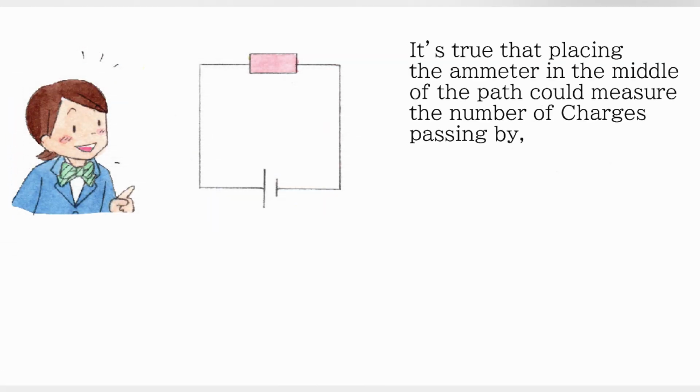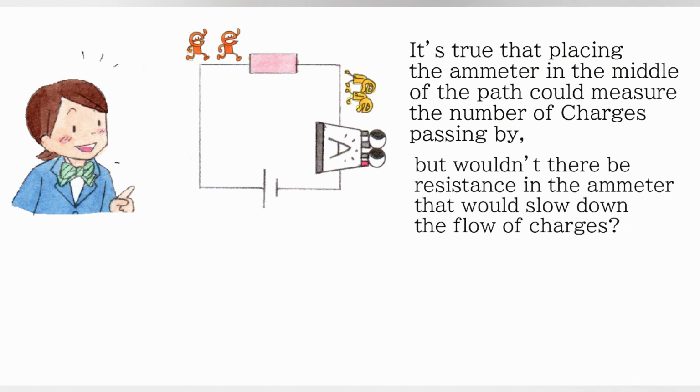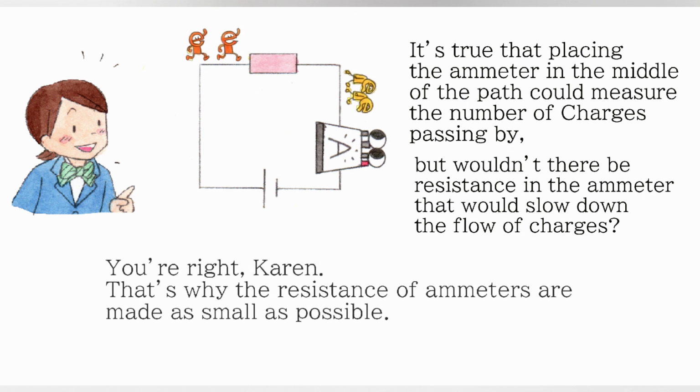It's true that placing the ammeter in the middle of the path can measure the number of charges passing by, but wouldn't there be resistance in the ammeter that would slow down the flow of the charges? You're right, Karen. That's why the resistance of ammeters is made as small as possible.